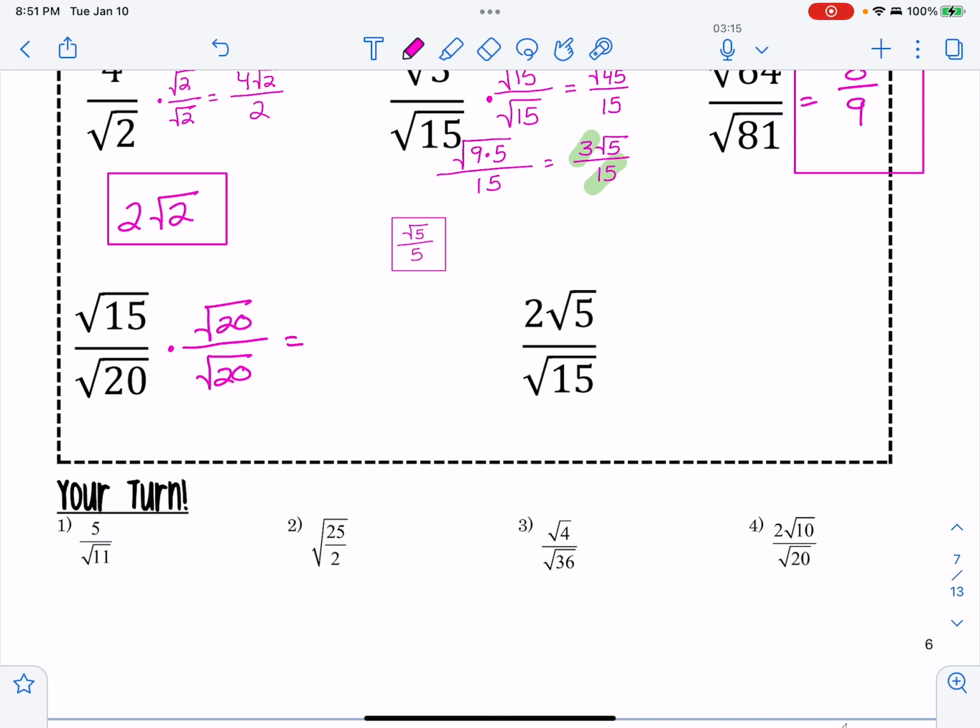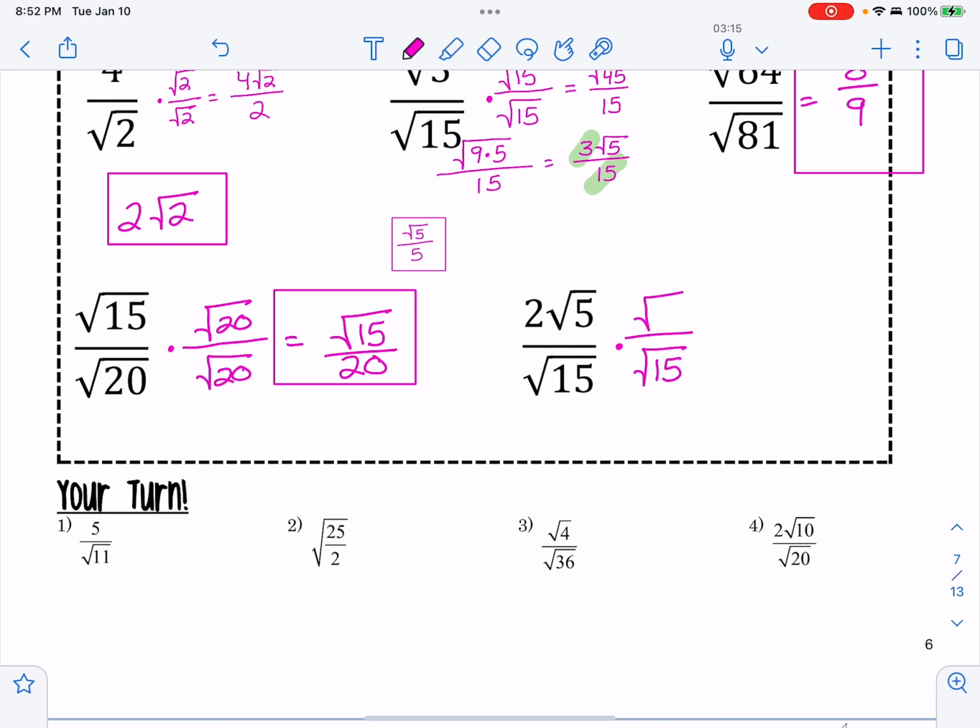So now I have 20 in the denominator, square root of 15 in the numerator. And I can't do anything else with that. It's simplified the way it is. There's no radical in the denominator, check. The fraction is simplified, check. And the radical is simplified, check. So that's it.